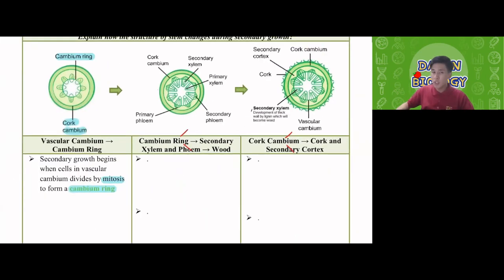So let me summarize this whole thing first up. To easily remember this thing, okay, this is how I will teach you all. So the two rings, vascular cambium, and cork cambium.